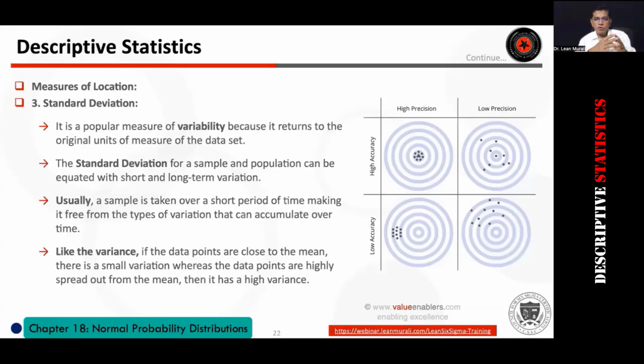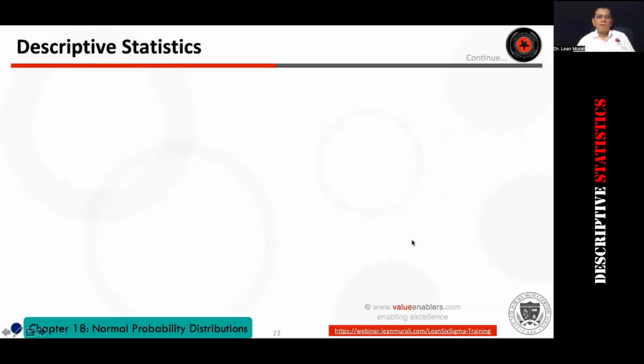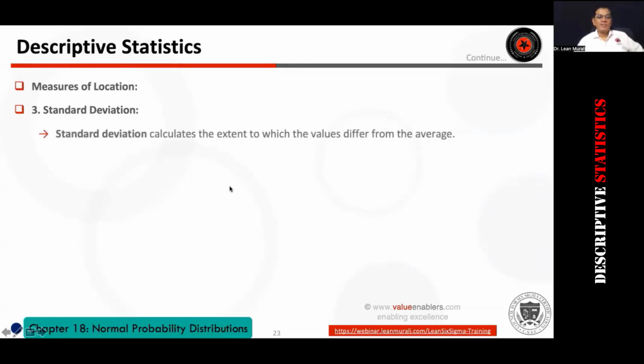For example, if you're filling a bottle of water, if you take it over 5 minutes, the variation will be less. But if you take it over 5 days, the variation will be more, because there are other factors such as machine settings, the operator settings, man, machine, method, materials, and all that, 5M, 6M will come into play. That's what this says. I hate reading the text, that's why I'm going a little fast forward.